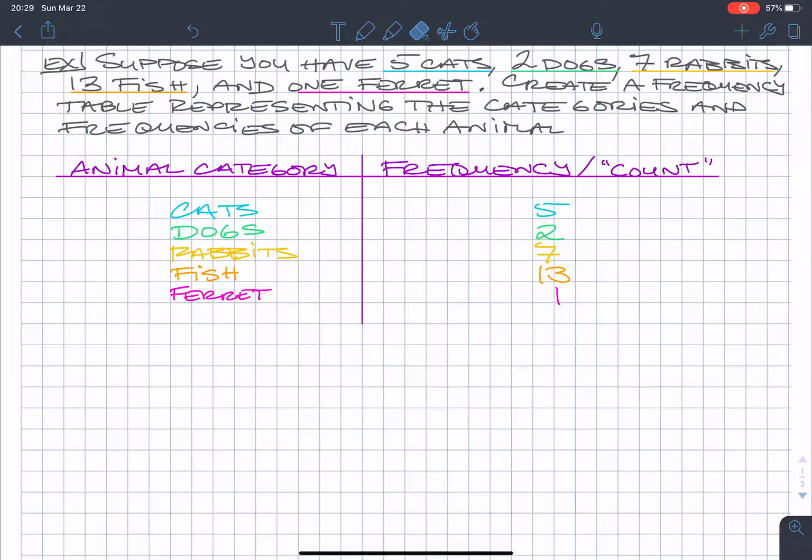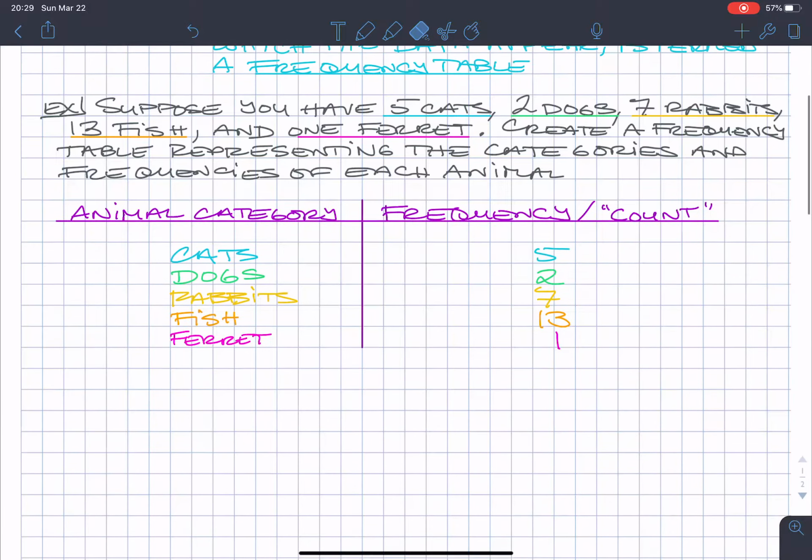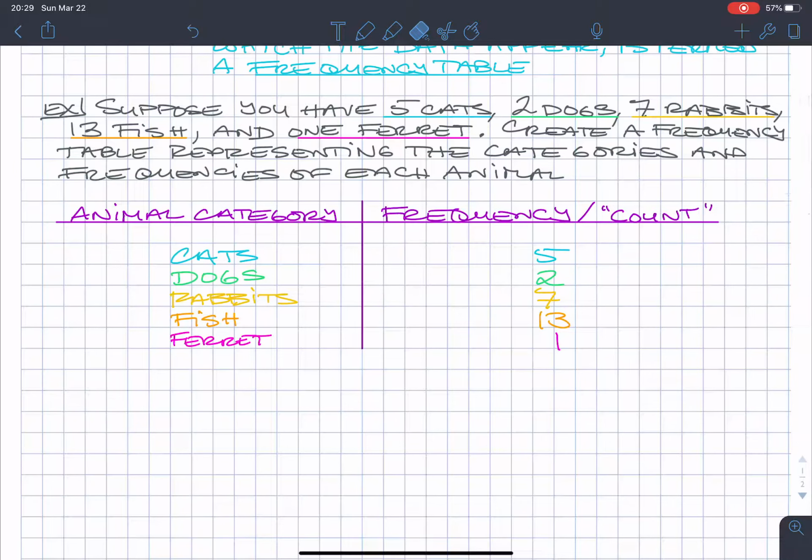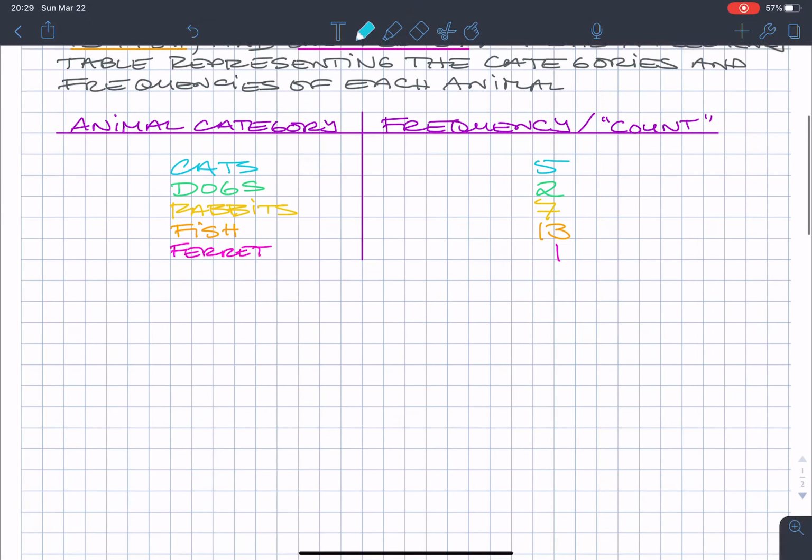Okay, so this is a frequency table. It has categories, in this case animals, and frequencies of each category, in this case a number of each. Okay, hopefully that makes sense. Okay, so definition.